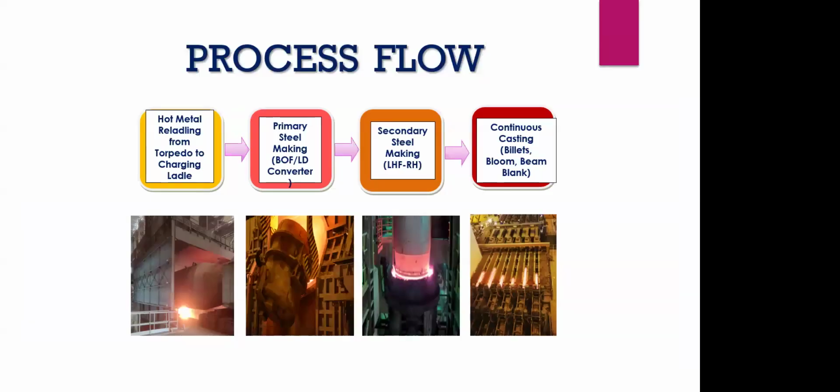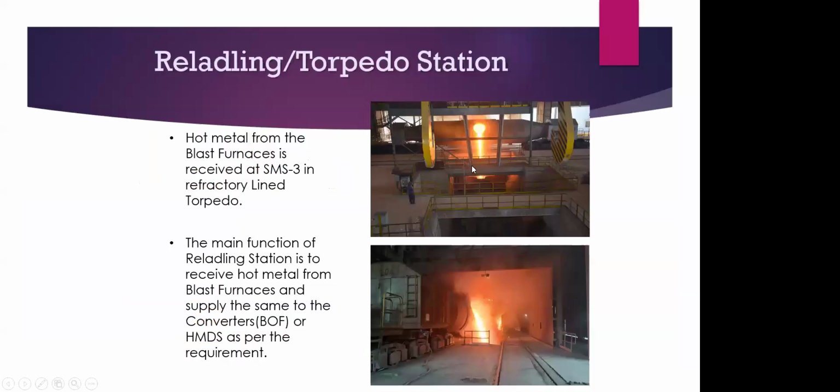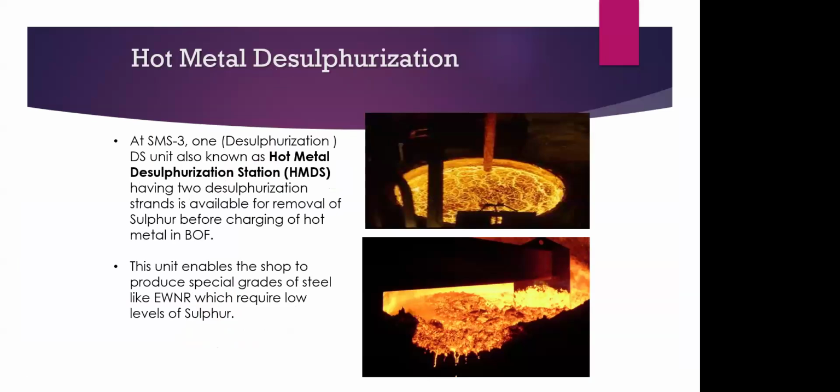This is the process flow for steel melting shop 3. Hot metal from the torpedo is coming here, then it is going to the BOF, then for the secondary refining and then to the continuous casting. This is the torpedo section. And here is the hot metal desulfurization unit.